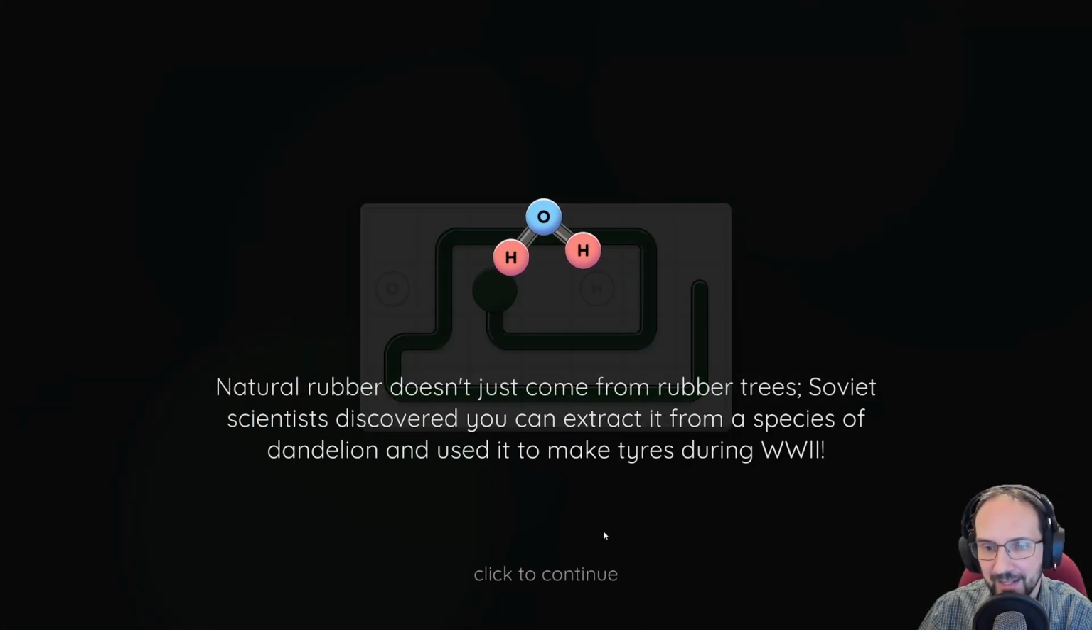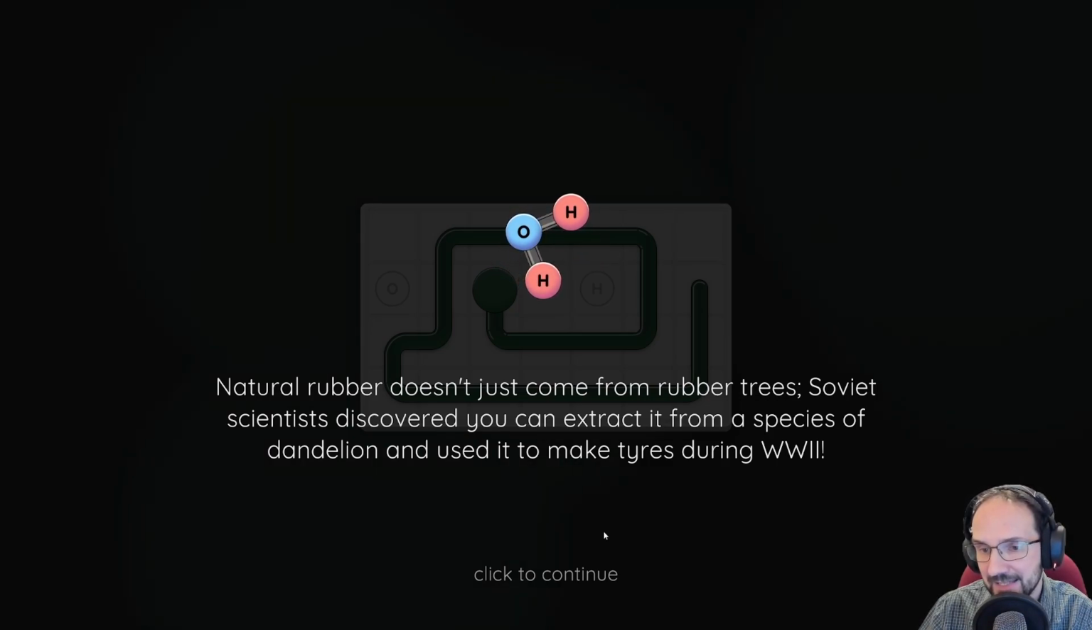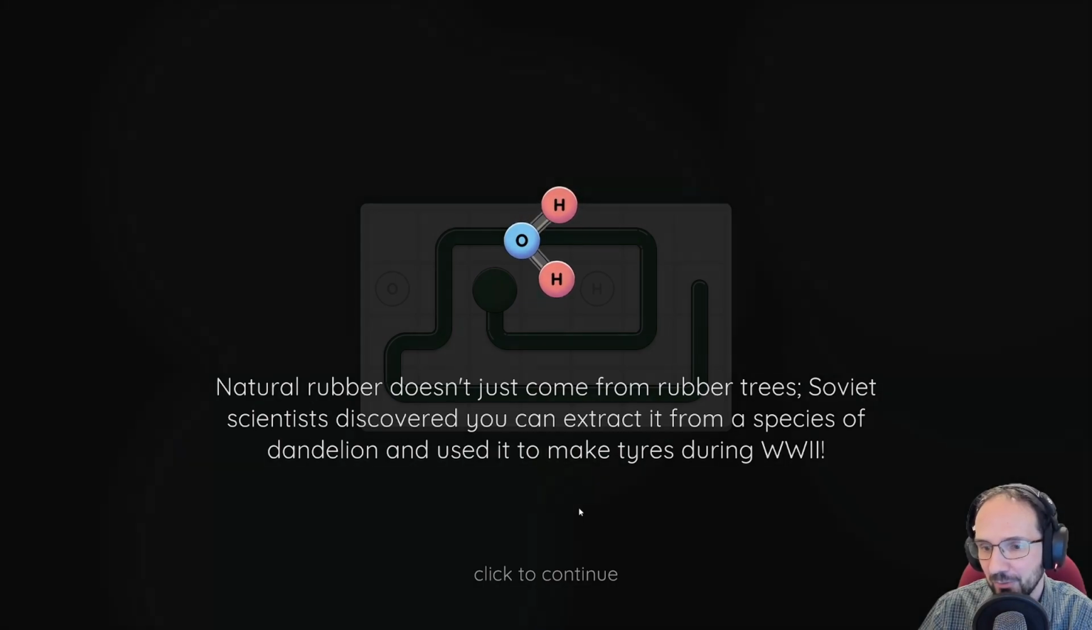Achievement unlocked. Natural rubber doesn't just come from rubber trees. Soviet scientists discovered you can extract it from a species of dandelion and used it to make tires during World War II.